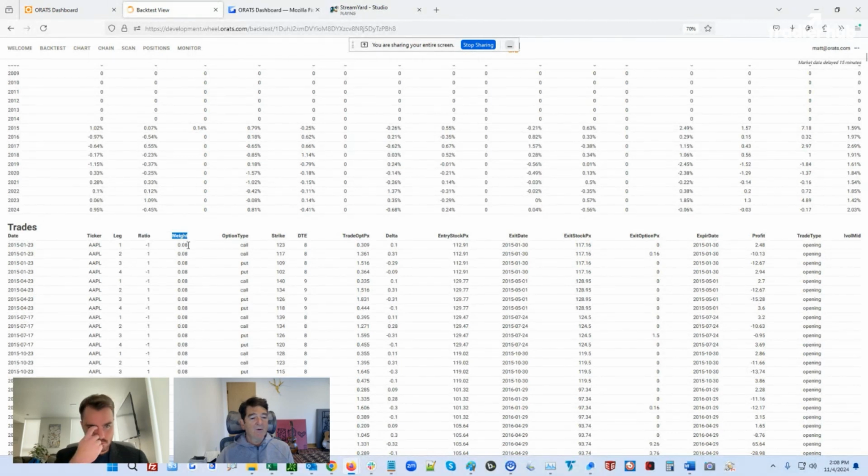So what do we have, like 12? So it was a little less than 10% each on the weighting, and then it would put this strategy on. So it's selling the 123, 8 days out, on the first earnings for Apple in 2015, and then it got out when the expiration date was. In this case, it lost money.